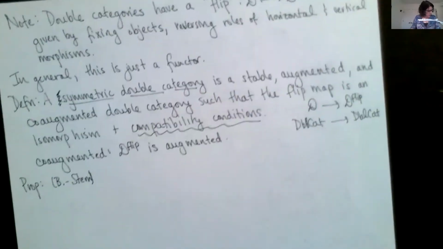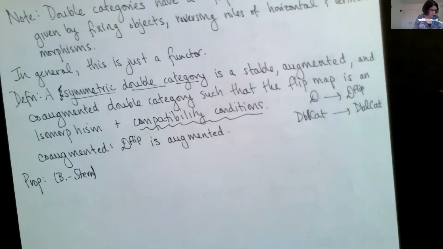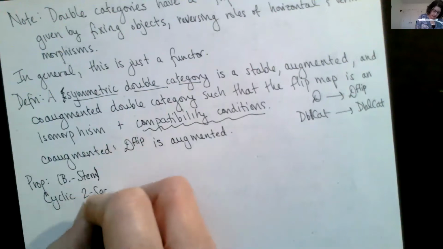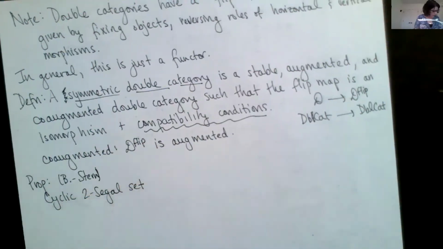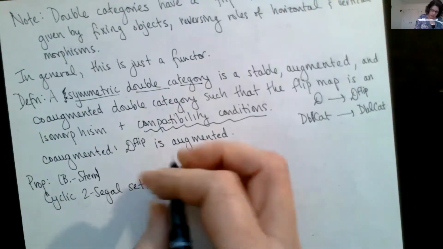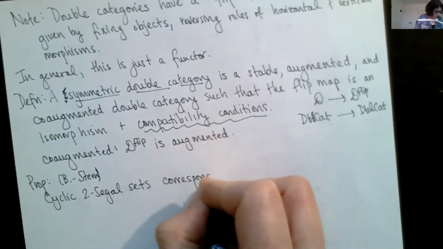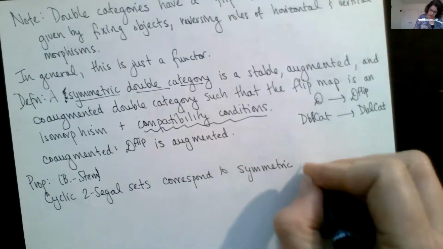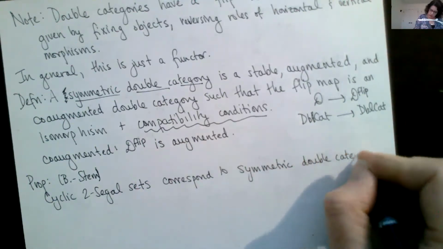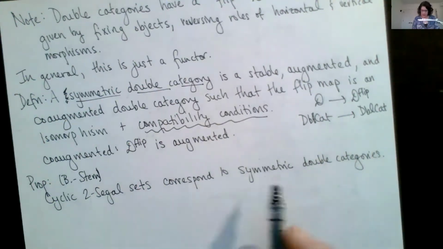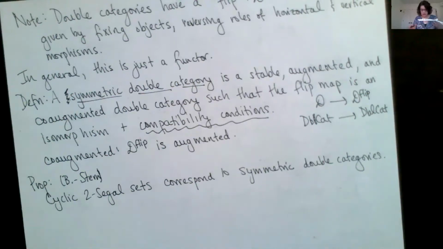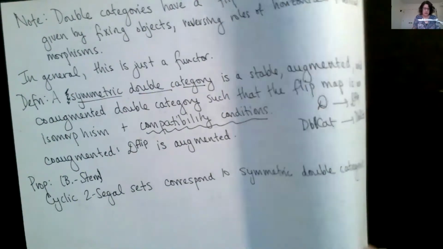Okay, so our proposition here is that cyclic 2-Segal sets, so these are the discrete version, correspond to symmetric double categories. So if you apply S dot to a symmetric double category, you get a cyclic 2-Segal set, and that's an equivalence of categories. And in this case, it really is an equivalence of categories. There's no homotopy theory going on here.